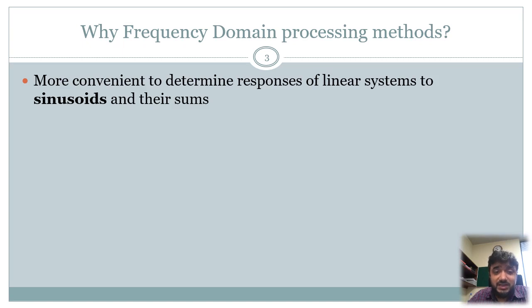One of the reasons is that it is more convenient to determine responses of linear systems to sinusoids and their sums. Just like what we have done before, looking at a linear time invariant system, we can characterize it by its impulse response, and then we can figure out its response to any arbitrary signal by just performing a convolution between that impulse response and the signal. That is even easier to do when you do it in the frequency domain. So that's one of the reasons.